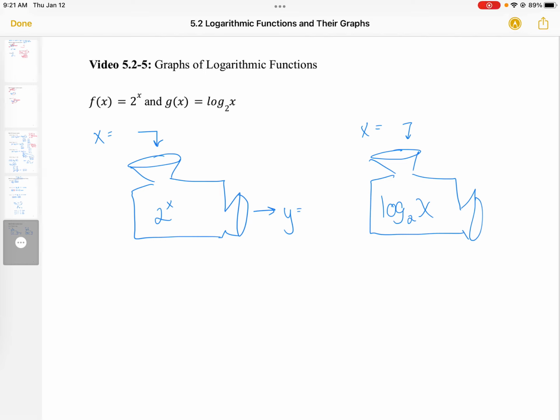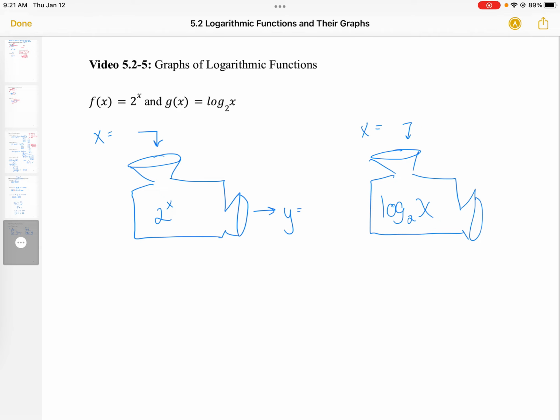In this video, we're going to look at graphs of logarithmic functions. We're going to first look at the function f of x is equal to 2 to the power of x. And then we're going to look at the graph of g of x is equal to log base 2 of x. So let's look at 2 to the power of x.